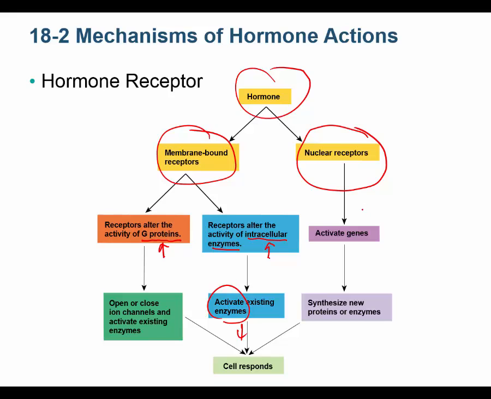What do the nuclear receptors do? Typically speaking, the steroid hormone nuclear receptor complex turns on genes. That's typically what it does. Turns on genes, you have transcription and translation, you make new proteins.